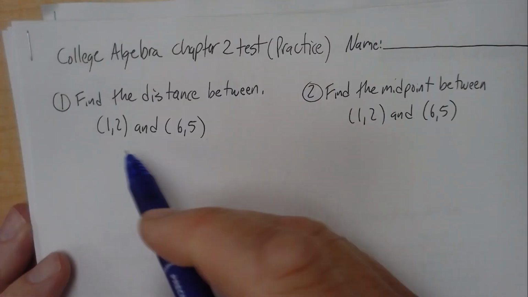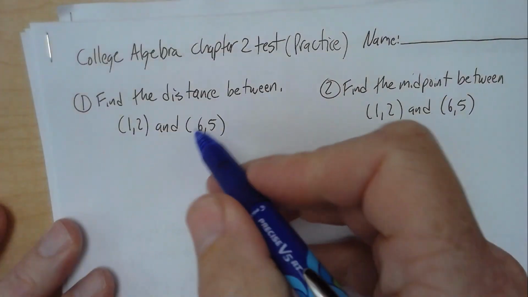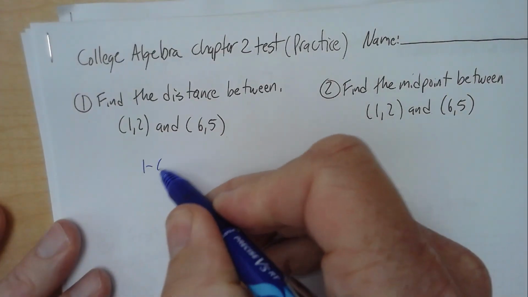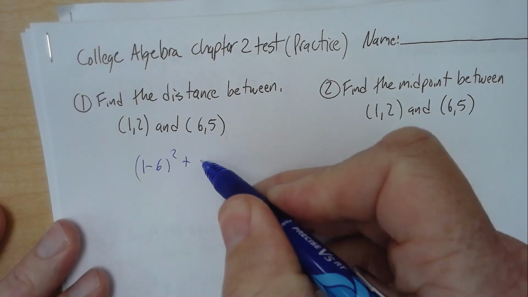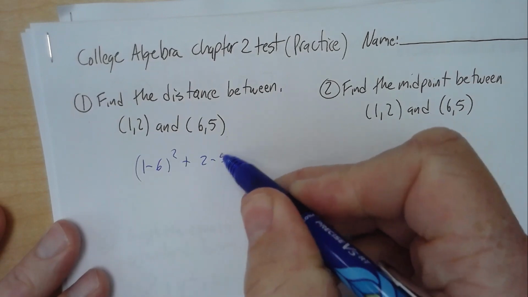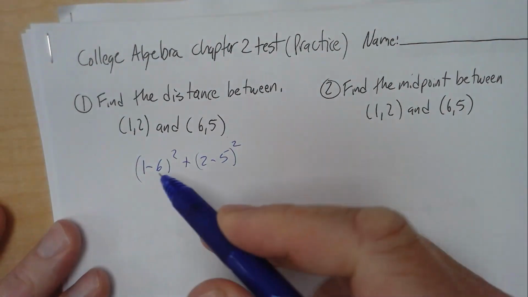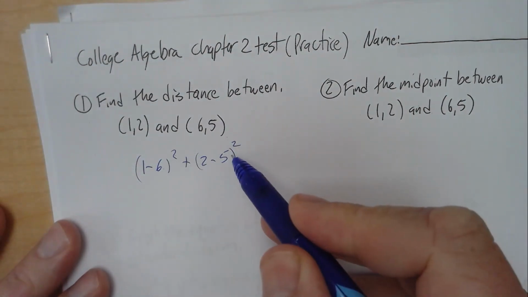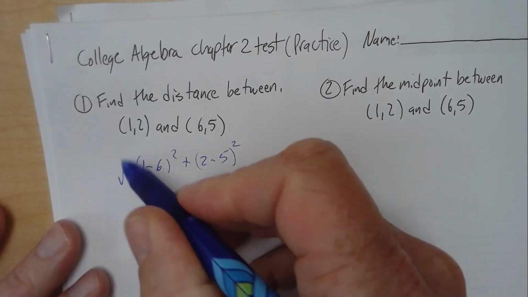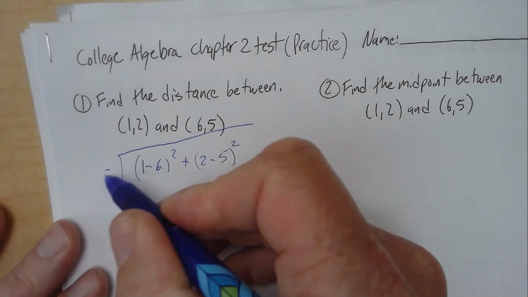So the distance between 2 points is found by the distance formula. You subtract the x values, you subtract the y values. It's okay that they're going to be negative when I subtract them, because after you subtract them, you square them. And then you take the square root, and that's equal to the distance.